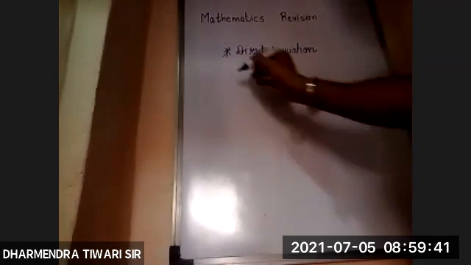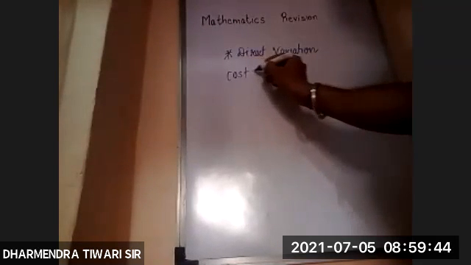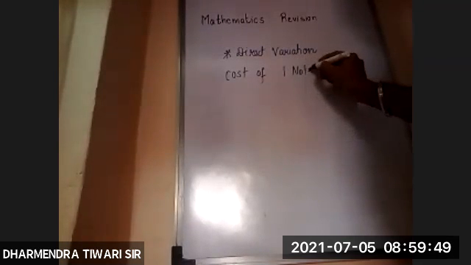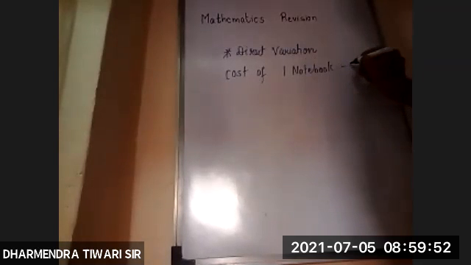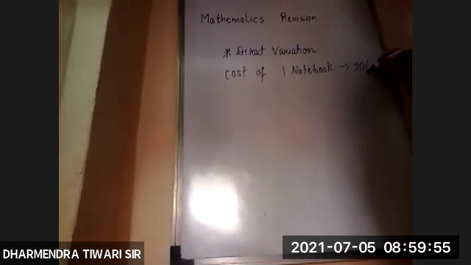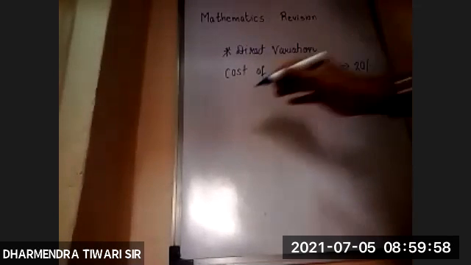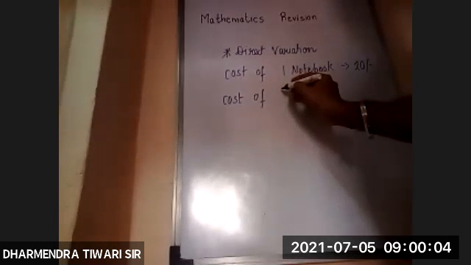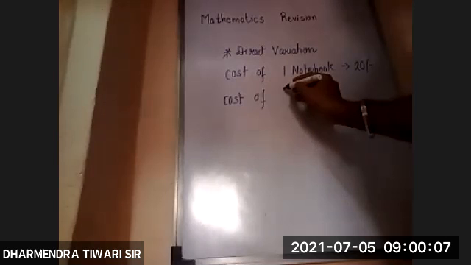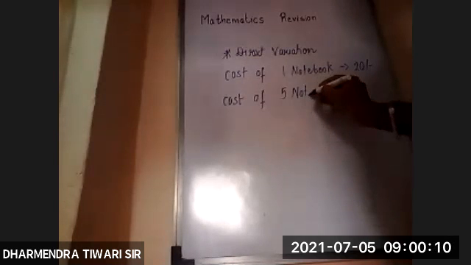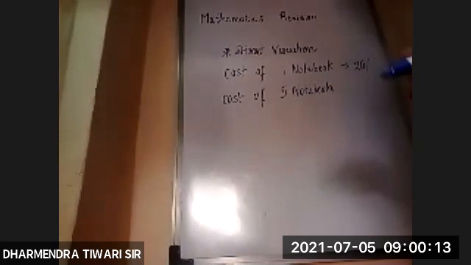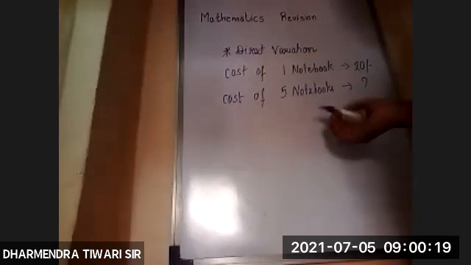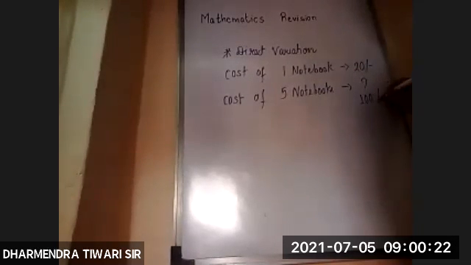Say the cost of one notebook is 20 rupees. And what is the cost of five notebooks? As you can see, if we know the cost of one notebook, we can easily find the cost of five notebooks, that is 100.